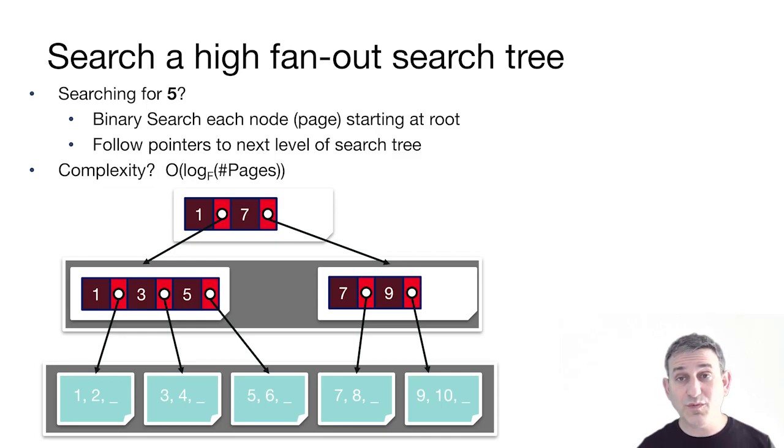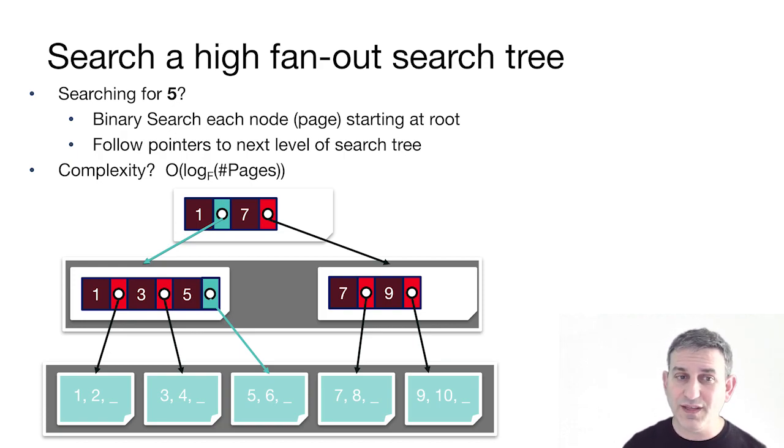Now, how do you do search in one of these high fan-out search trees? Well, we'll search for 5 in this example. You do binary search on each node, starting at the root. So the root is a single page. We do binary search in that page to figure out which pointer to follow. And then we just go down to the next level, and we do binary search there again until we get to the leaf level, and we've got ourselves the page in the heap file that contains our record.